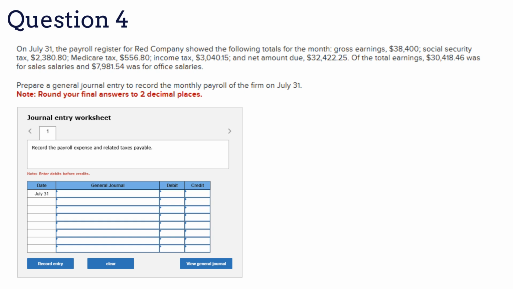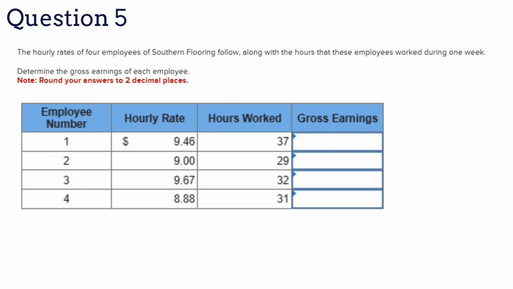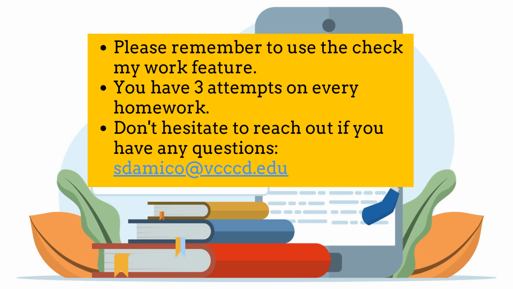Question number 4 is very similar to question 3 in that you are tasked with recording the journal entry for the payroll of Red Company. Just be sure to split the gross earnings between sales salaries and office salaries. Question number 5 has you calculate the gross earnings for Southern Flooring. This is an easy question because it asks you to calculate gross earnings by multiplying the number of hours worked times the hourly rates. I hope this video gave you a good start on your homework for Chapter 10.